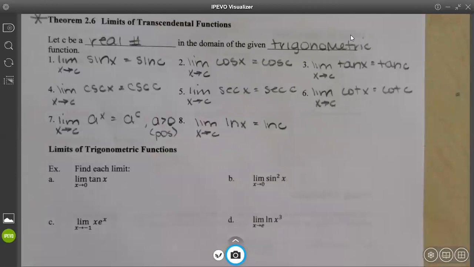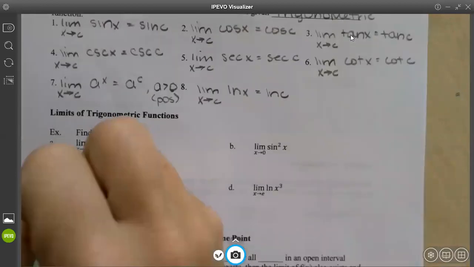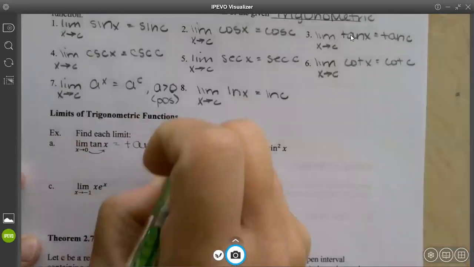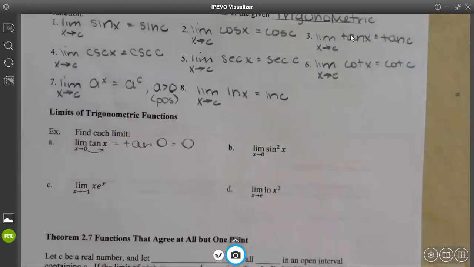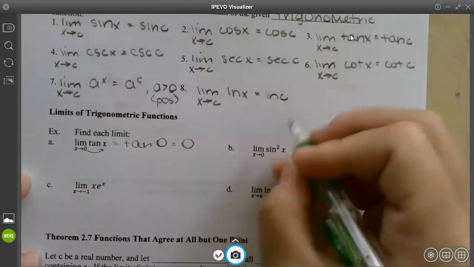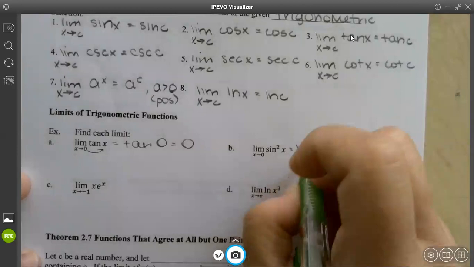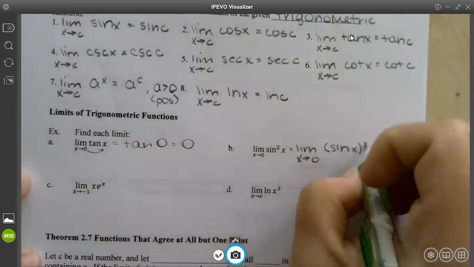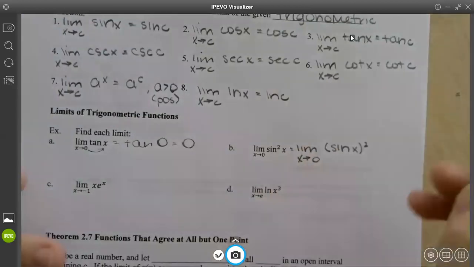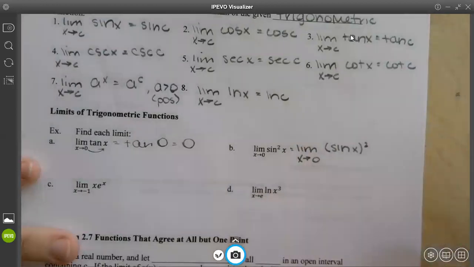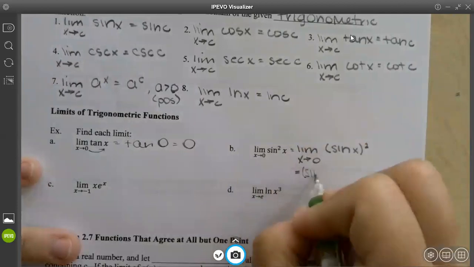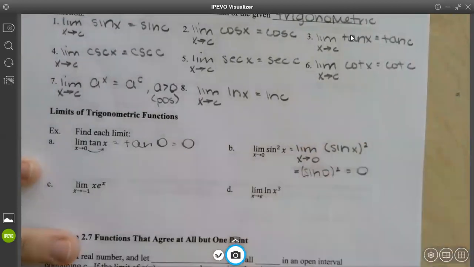All right. So then it says find each limit. So we're going to do direct substitution. You have a tan key on your calculator. I'm going to go ahead and tell you that it's 0. Literally plug it in, tan 0 in your calculator. When you put this one in your calculator, I'm going to rewrite this one for you so you can see it. The limit as x approaches 0. You would put in like this, sine x squared. So you would do sine of 0 squared. It's still going to give you 0.